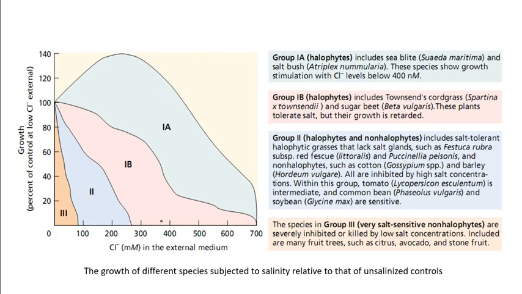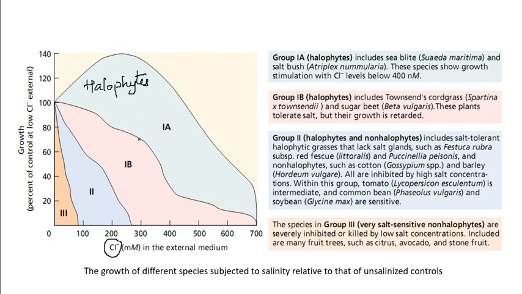See, this graph is showing how halophytes and non-halophytes grow in response to a high concentration of chloride ion, just to compare. With group 1A, this one: group 1A includes sea blite and salt bush. These species show growth stimulation with chloride. So these 1A are halophytes which are highly tolerant to salt.